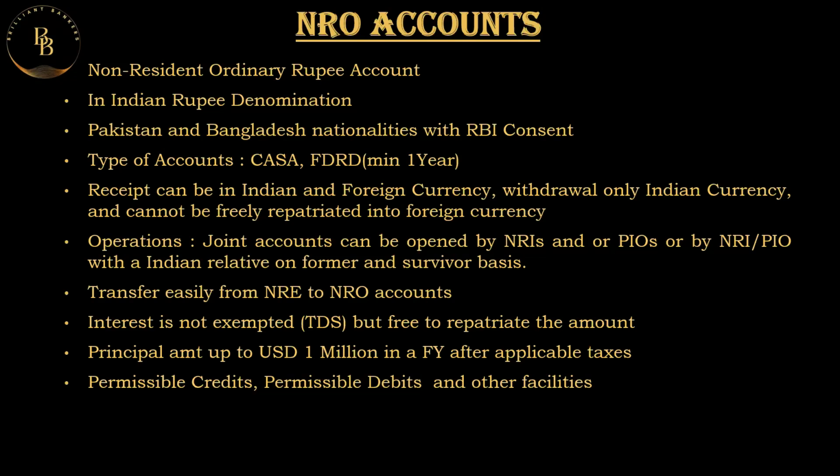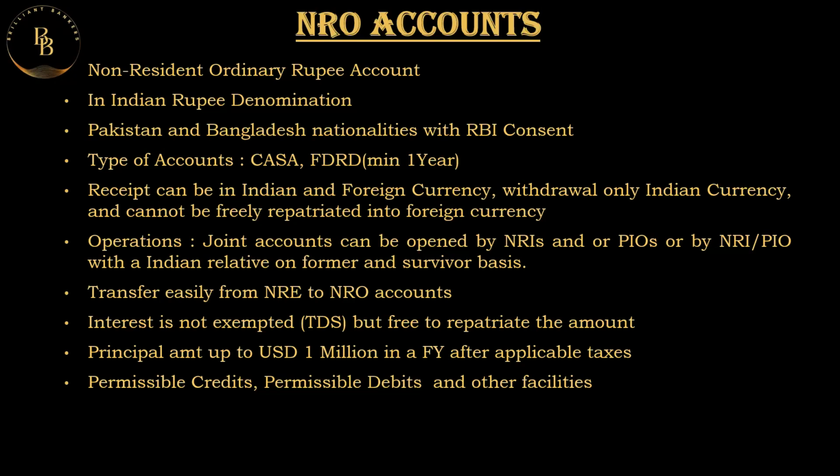The permissible credits are the inward remittances from outside India, all legitimate dues in India, and transfers from other NRO accounts, and all permissible credits that were available in the NRE accounts. Rupee gift or loan made by a resident to an NRI or PIO relative within the limits prescribed under the LRS scheme may be credited to the NRO accounts.